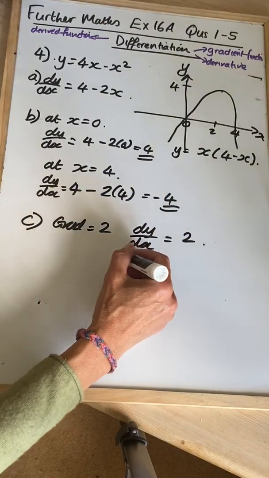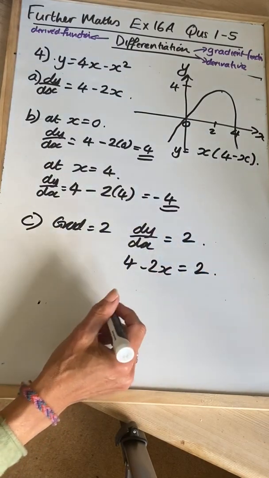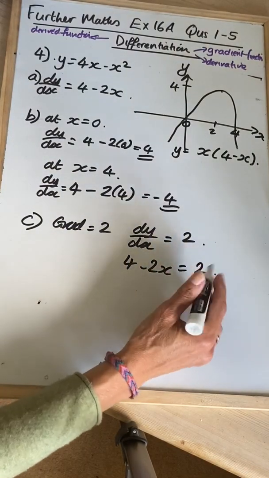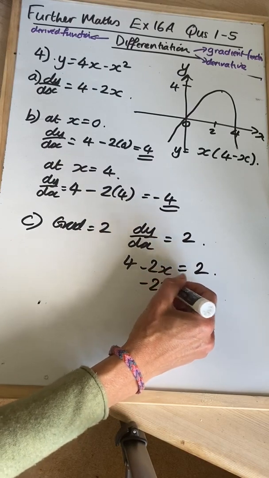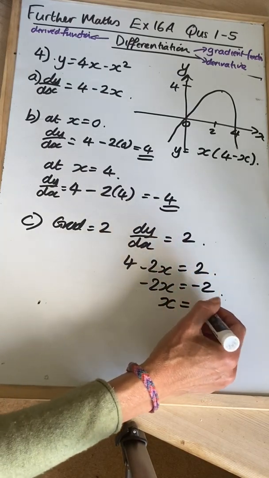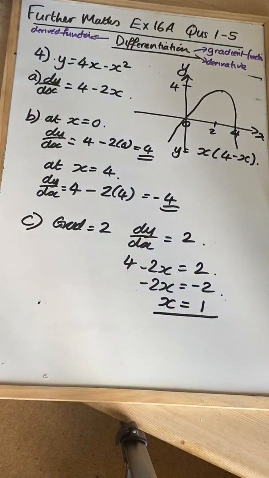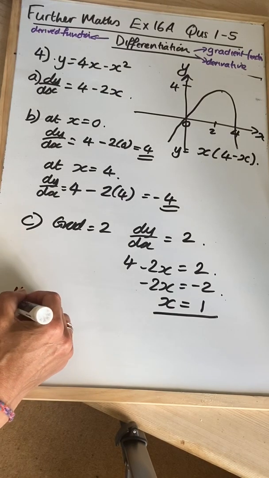So dy by dx, 4 minus 2x, has got to equal 2. If I subtract 4, 4 minus 2x equals minus 2. Divide through by minus 2, x equals 1. So gradient equals 2 when x equals 1. And we just need to sub in to find out the y value at that point.